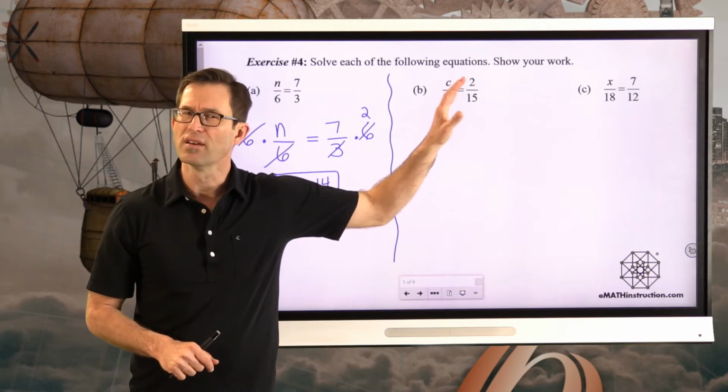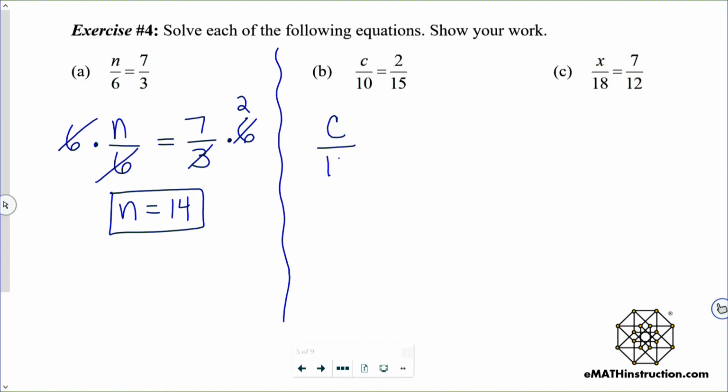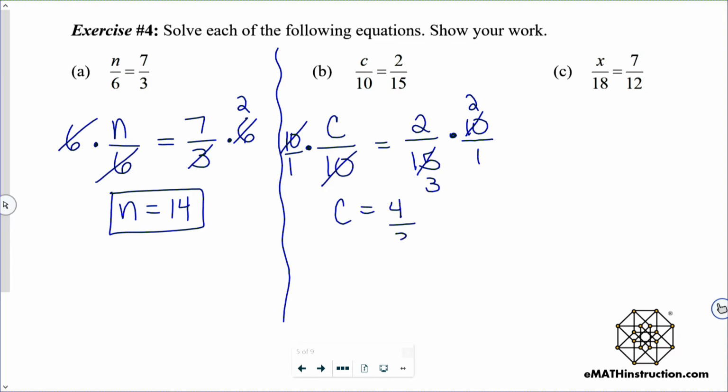All right, now both of these didn't come out so nice, right? But that's okay, right? We can handle fractions. C divided by 10 is equal to 15ths. We will multiply both sides by 10. And if it helps you to think about it, you can always put that 10 over 1. I know that does help a lot of students keep track of what's in the numerator and what's in the denominator. Here we can do some cross-canceling of 5s. Then we get 2 times 2 is 4, 3 times 1 is 3, and our answer is 4/3, or if you like, 1 1/3.